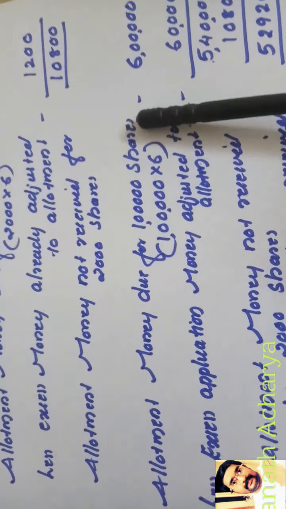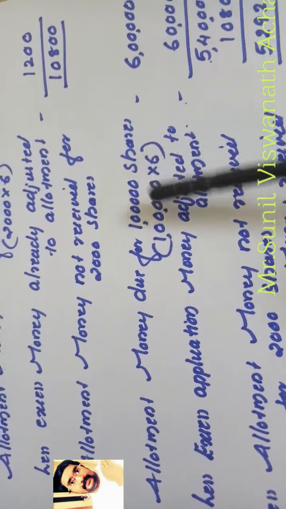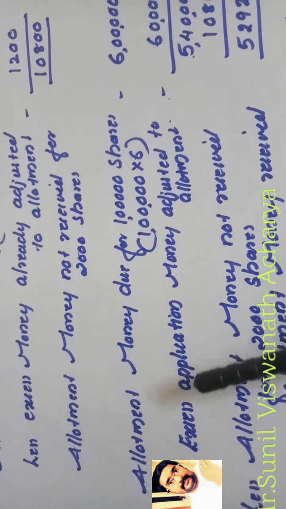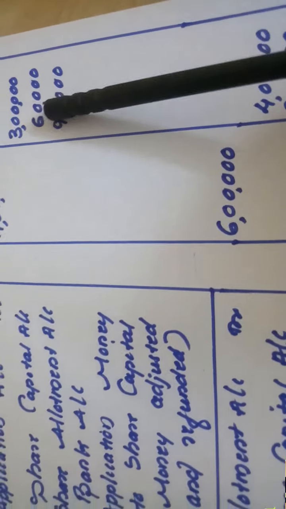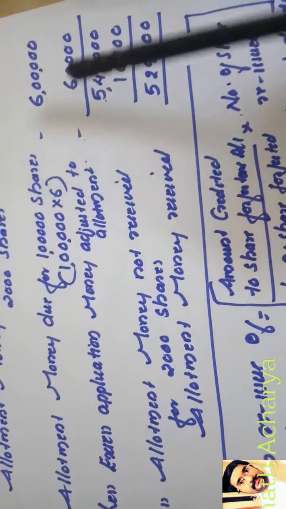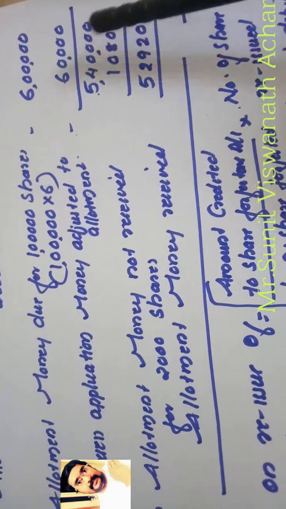Now we can see allotment money due for 1 lakh shares. Company total 1 lakh shares is there. So allotment money for 1 lakh shares is 1 lakh into 6, 6 lakhs. But less excess application money adjusted to allotment. How much application money is already adjusted to allotment? 60,000, that we have written in the second entry. Right, here 60,000 already adjusted to allotment. So that money we already received, that we have to deduct. Balance: 6 lakh minus 60,000, 5 lakh 40,000.